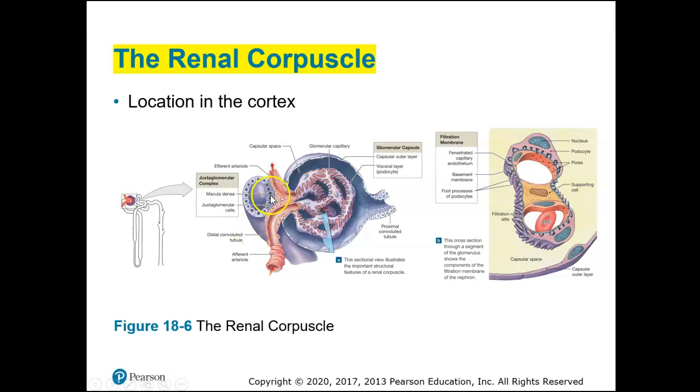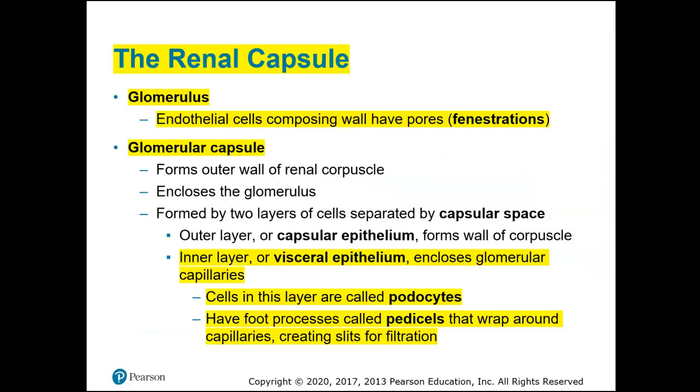And the cells of the DCT that come up and contact in between the afferent and efferent arterioles, these cells are called the macula densa cells. And then the cells in between the afferent and efferent arterioles are called the juxtaglomerular cells, and they're going to help monitor conditions to adjust the filtration rate.